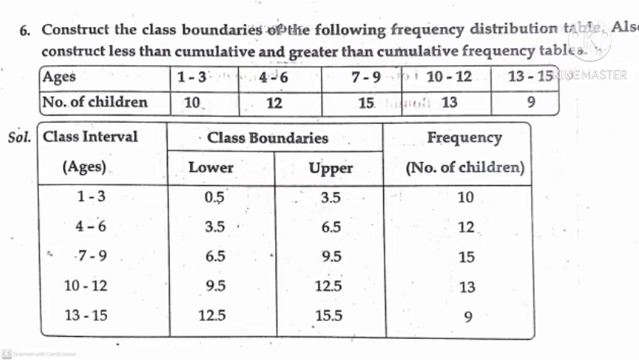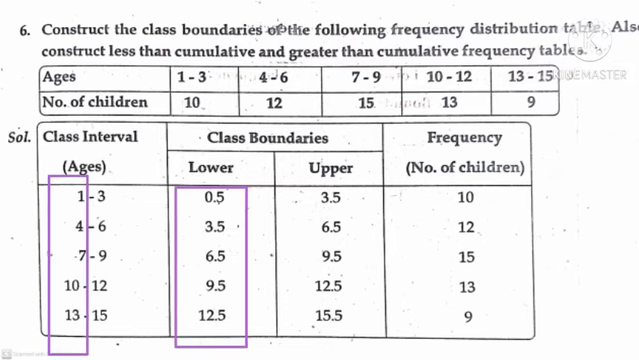And the last one, frequency. Frequency indicates the number of children. Copy the class intervals from the question. Next we have to find the lower boundaries of the class intervals.